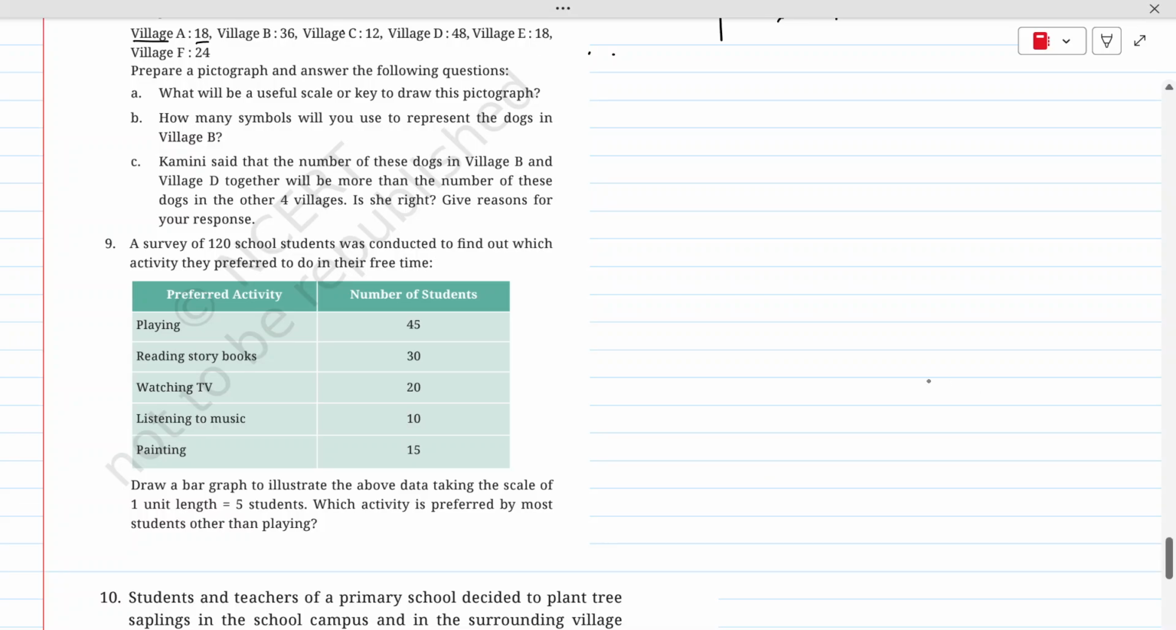Hello kids, in today's class we are going to pick the next questions from exercise 4.4. So let's start with question number 9.